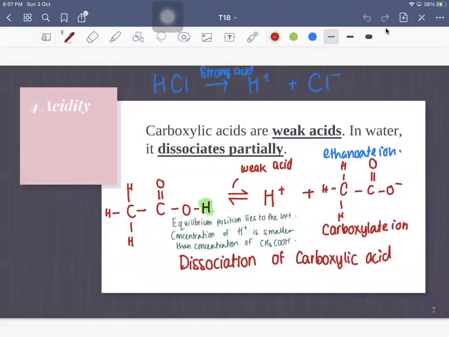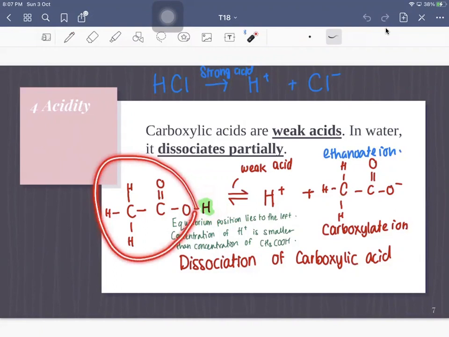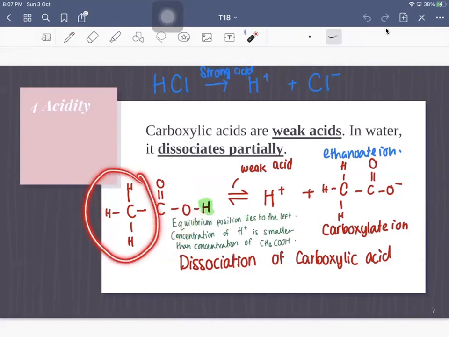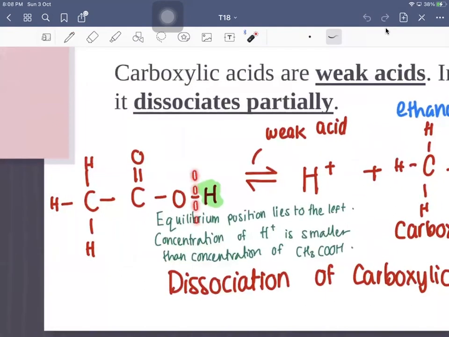Just to recall, when a carboxylic acid dissociates in aqueous solution, it releases the hydrogen ion from the hydroxy group of the COOH, and the anion, which is the rest of the carboxylic acid molecule, is called the carboxylate ion. It doesn't matter how many carbon atoms are attached to this carboxylic acid, the dissociation is occurring at the OH bond.